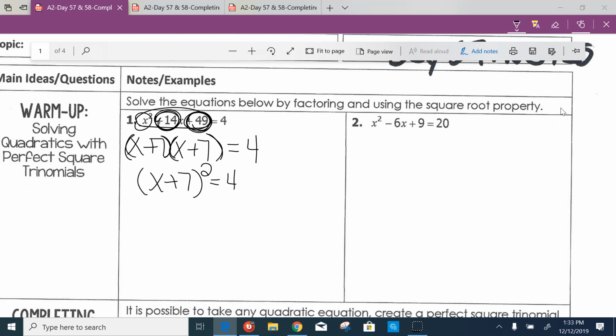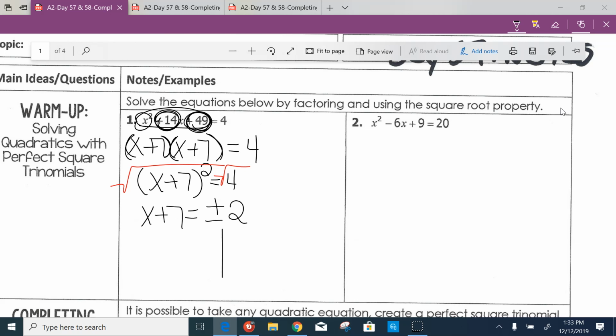What I'm going to do now is get x all by itself. So I'm going to square root the left side and the right side. When I do that, I get rid of the squared and I'm left with just x plus 7 equals the square root of 4, which is positive 2 and negative 2, because remember, when you take the square root of a positive number, you have two possible solutions.